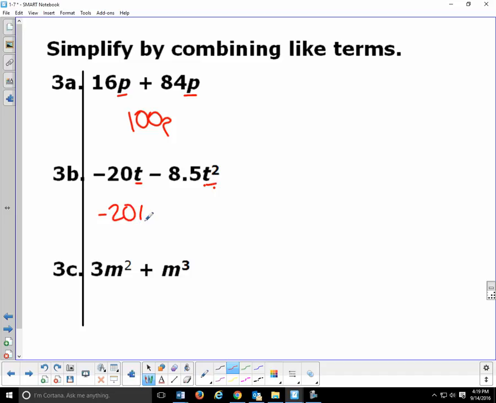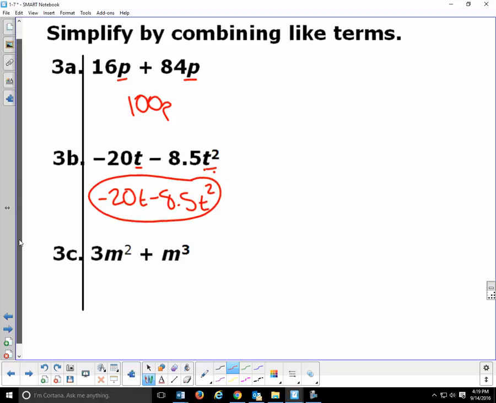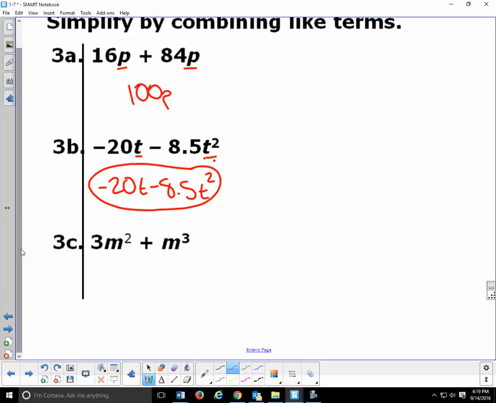So negative 20t minus 8.5 t squared. That's it. That's our answer. We can't combine that any further. That's as simple as it gets. And the last one here, m squared and m to the 3rd power. Again, not alike. We can't combine them together. The simplest we can make it is like that. Okay, that's it. That's the end of the video.